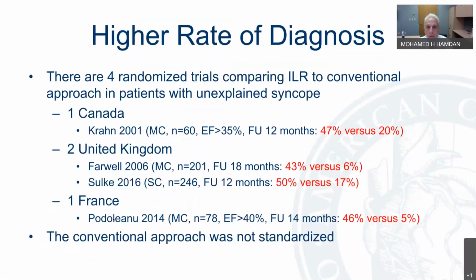There have been several studies comparing ILR to conventional approach in patients with unexplained syncope. One of them in Canada, 2 from the UK, and 1 from France. Most of them were multi-center studies. They included a significant number of patients. They excluded patients with LV dysfunction because these patients usually are admitted for invasive evaluation. And invariably, all these studies have shown that the rate of diagnosis with ILR monitoring is greater than the conventional approach. It's important to note that the conventional approach was not standardized in these studies, and certainly the use of tilt table testing was not consistent.